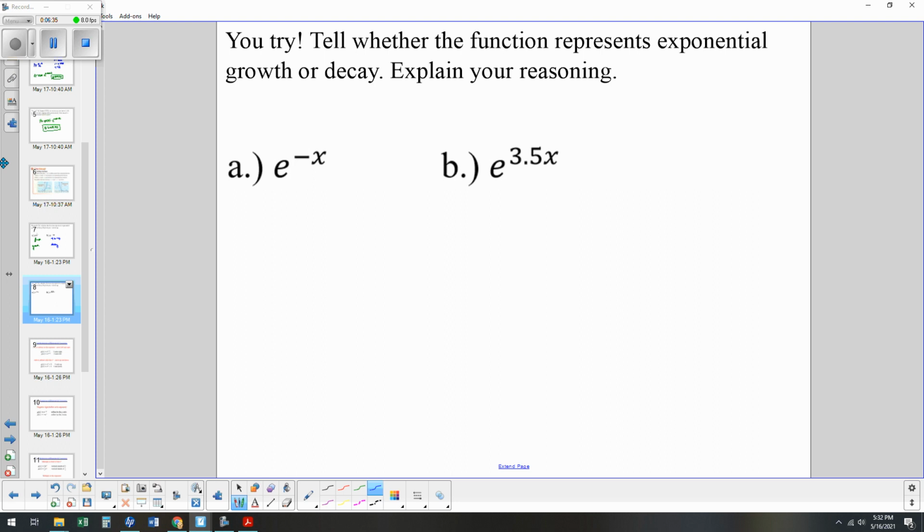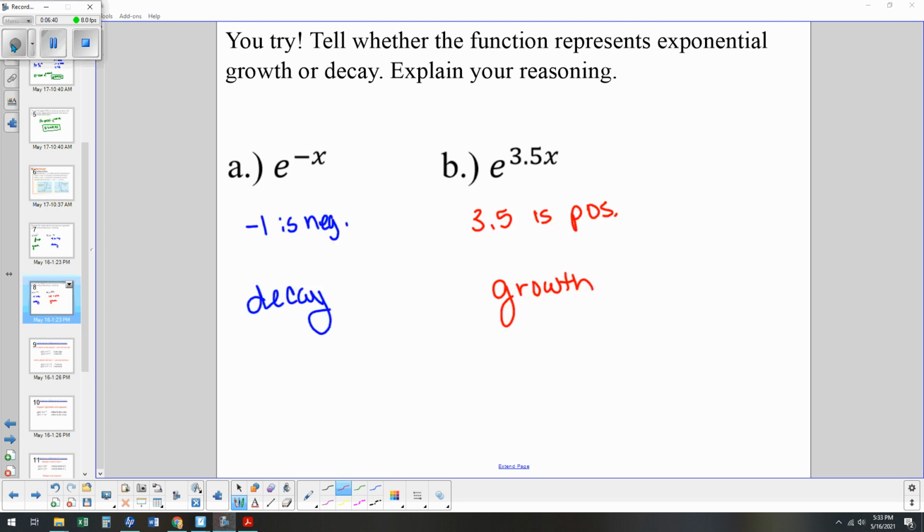So you go ahead, pause, try these, and then check your answers. All right, so for A, we have a negative x, so that's really a -1 is our r, which means that it's decay. And in B, we had 3.5 being multiplied by the x, which is positive, so that's growth.